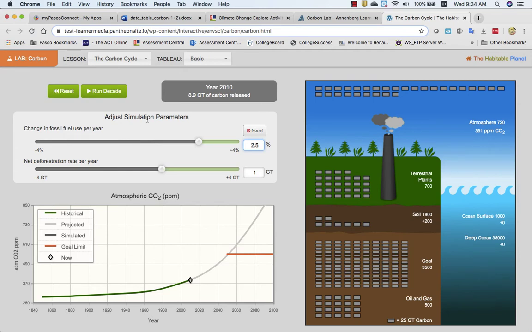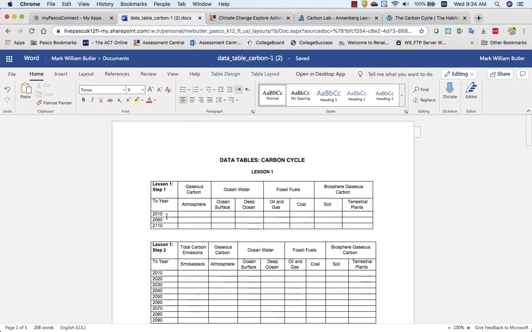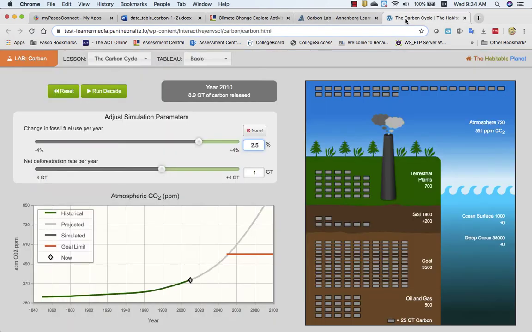Okay? And once we run that, let's look at our data table. We're going to collect data from 2010, 2060, and 2110. Okay? So here's the cool part. You don't have to do anything, okay? Here's the simulator. We don't have to do anything but write down these numbers right here, okay, for 2010, because this is the year. It says right here, this is the year 2010, all right? And a total of 8.9 gigatons of carbon is being released based on these values. So we're going to take these values and write them in.